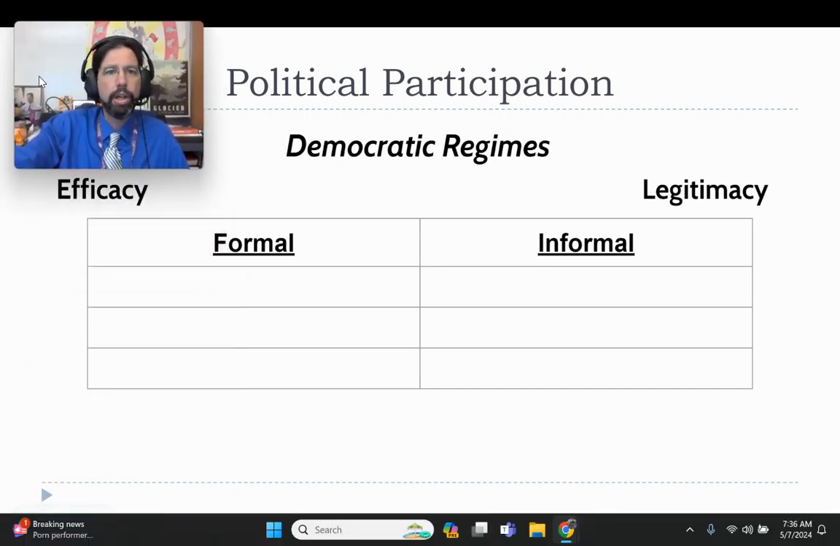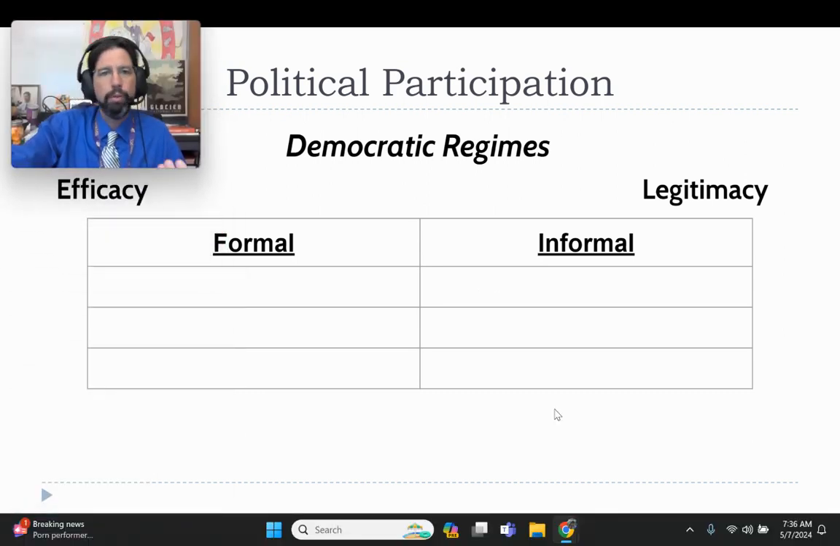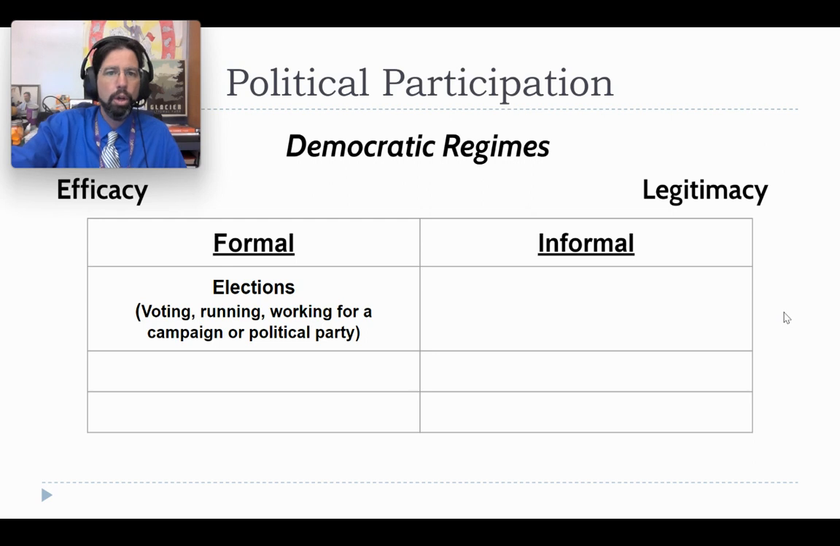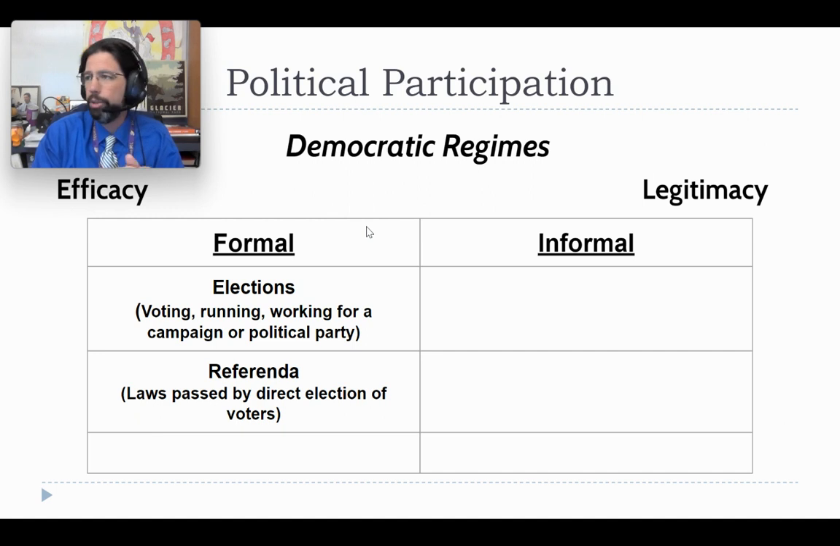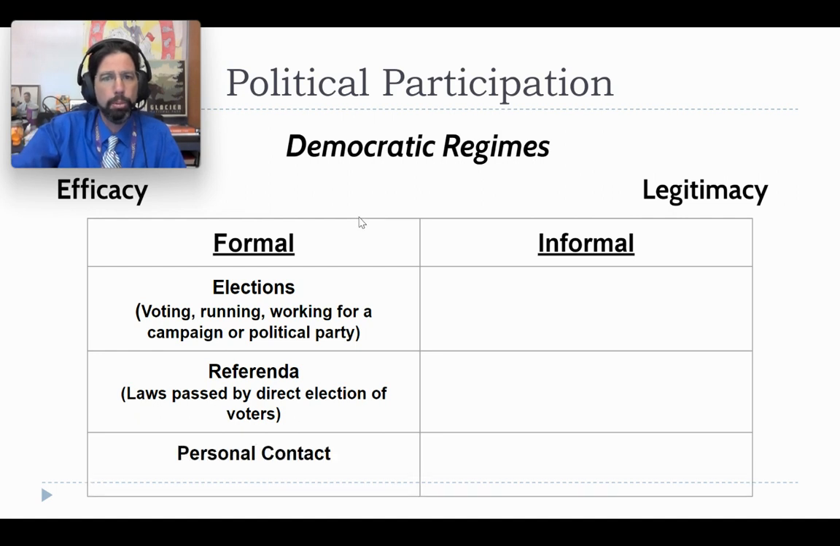So let's take a look at the examples of formal and informal participation. Formal participation includes elections, whether you're voting, running for office, working on a campaign or political party. This will be considered your direct impact on the political process. Referenda. These are laws passed by direct election of voters. When you have laws that are passed by voters, that's a formal form of political participation.